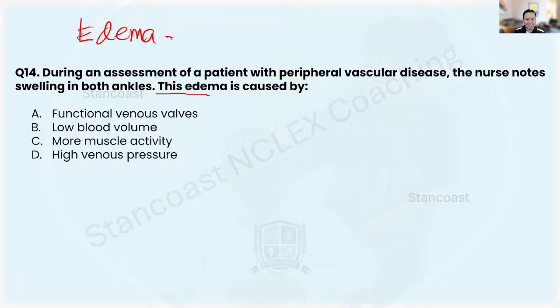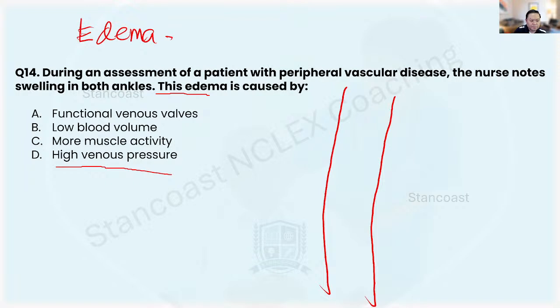What causes that? Is it because of functional venous valve, low blood volume, more muscle activity? Yeah, that's easy to spot right there, guys. Letter D, high venous pressure. Okay, so let me attempt here, guys. Supposing this is the vein in the lower extremity, and this is going to be the valve. Okay.